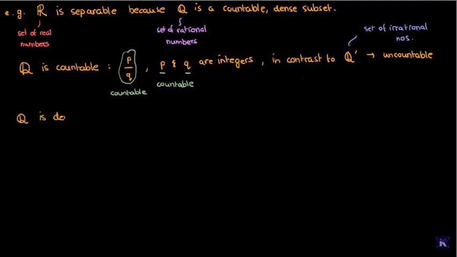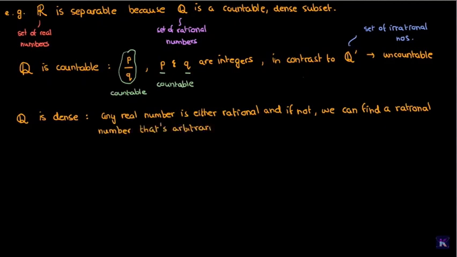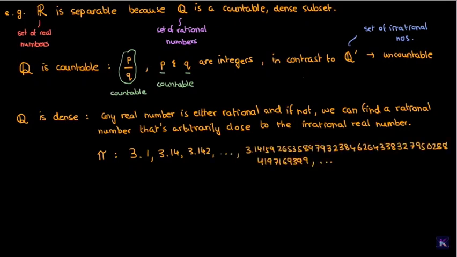The set of rational numbers Q is also a dense subset because any real number is either a rational number, or we can make a real number arbitrarily close to a rational number. Even irrational numbers like pi can be written as a sequence of rational numbers of increasing precision, like 3.1, 3.14, 3.142, and so on. Within this sequence, I can find a member that's as close to the actual value of pi as I want, and all of these members are rational numbers because they're expressed in terms of decimals that end at a certain point and don't continue to infinity.